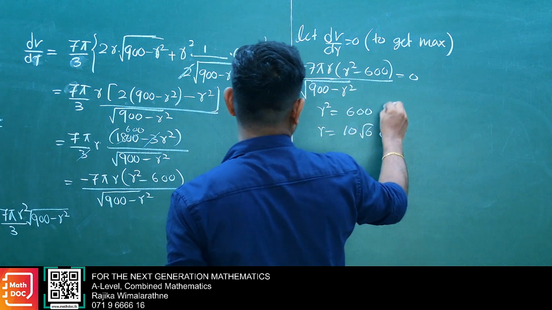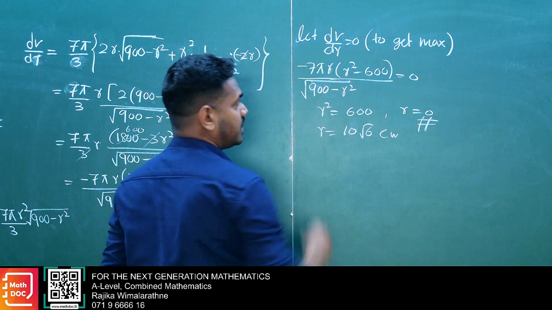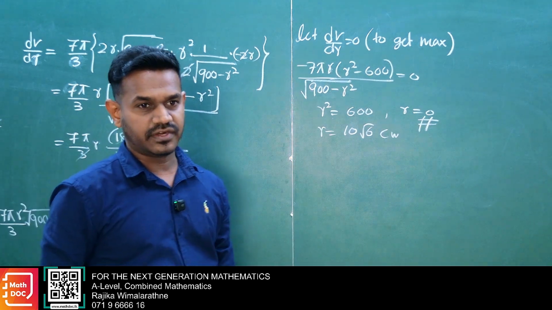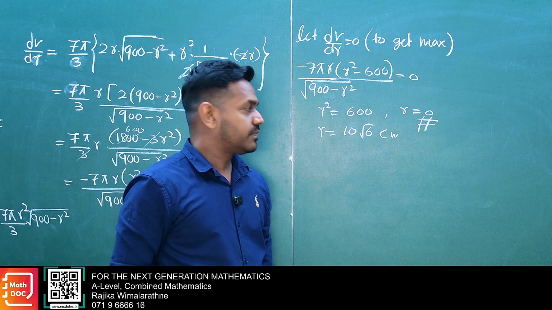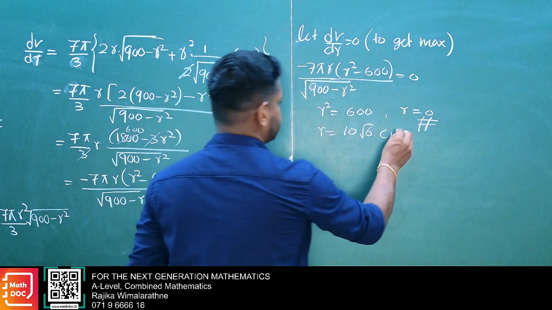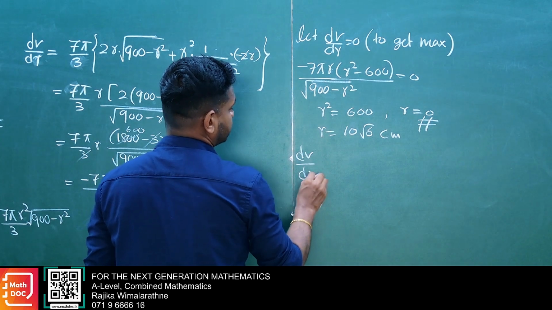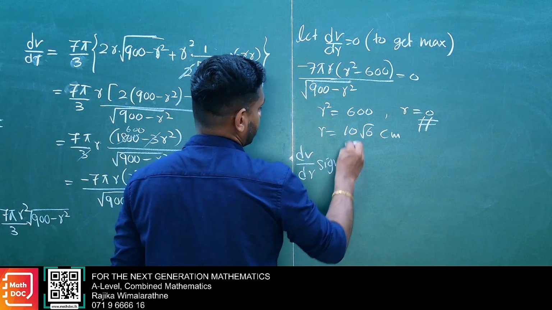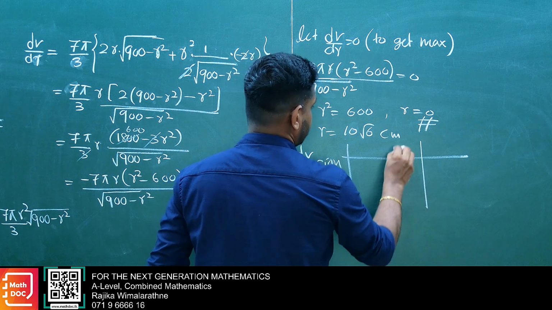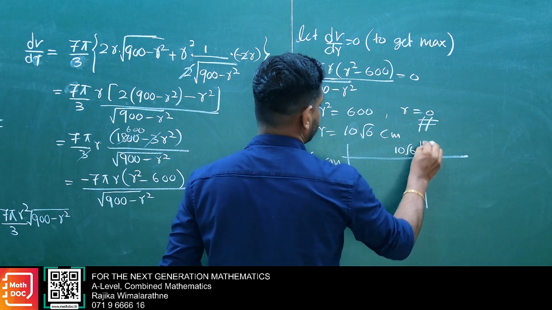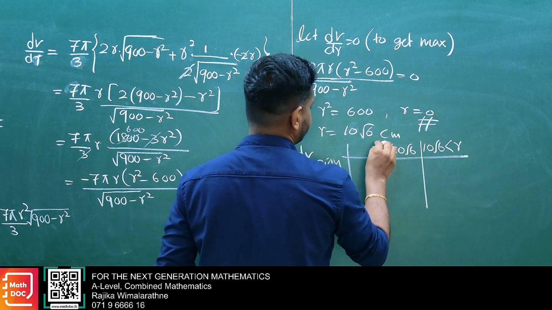Then here again we get r equals 0, but it is wrong, no? There's an r = 0 value, but you have to remove it because the radius r cannot be 0. Then 10 root 6 centimeters. Then you check the sign of dV divided by dr. So about this region, 10 root 6.